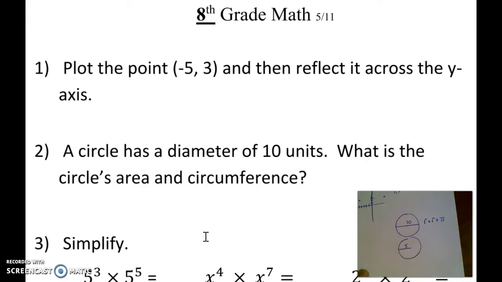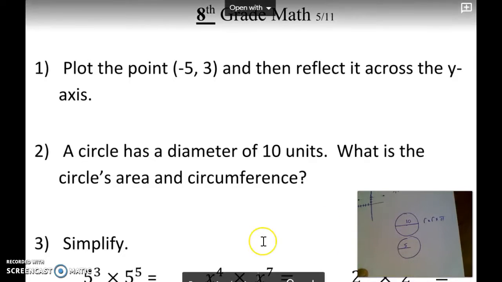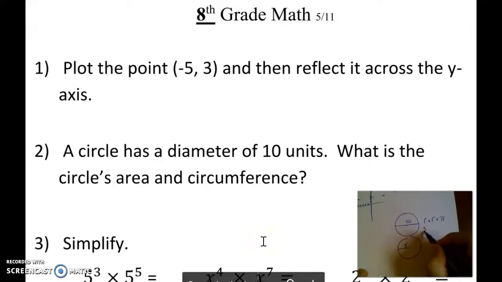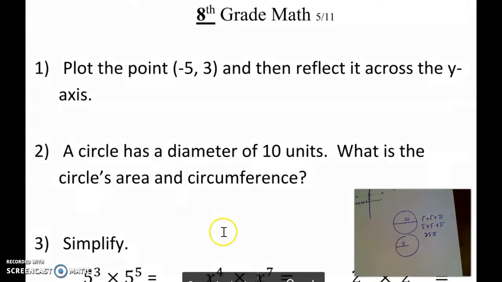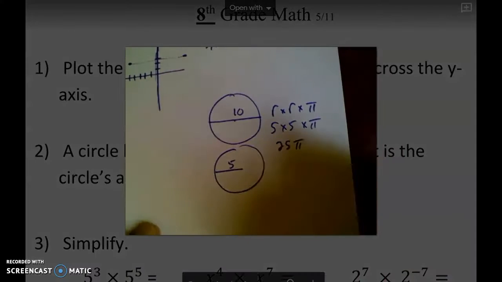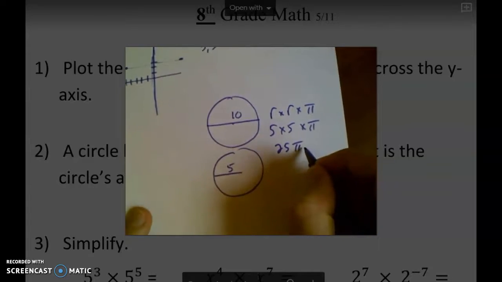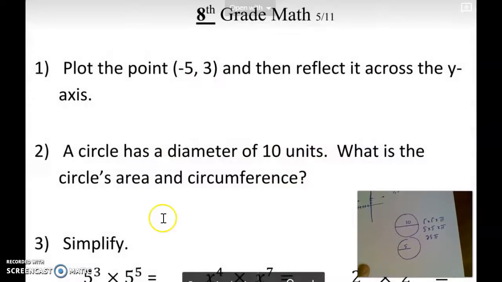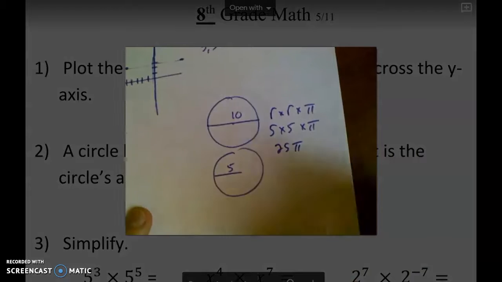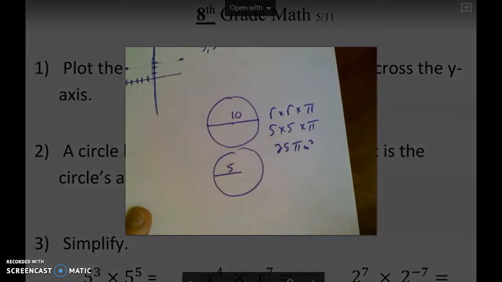So to find the area of this circle, we would do the radius of 5 times the radius of 5 and then times pi. So you could just write the answer as 5 times 5 is 25 times pi, or you could multiply 25 by 3.14. Just make sure when you label it, because it's the area of a two-dimensional shape, that you use units squared.